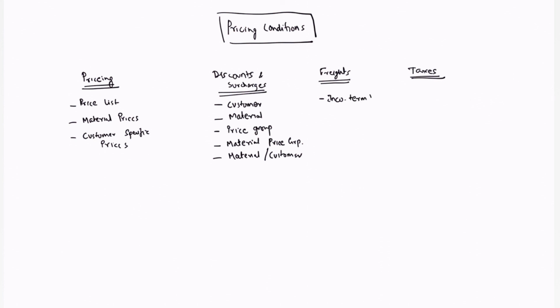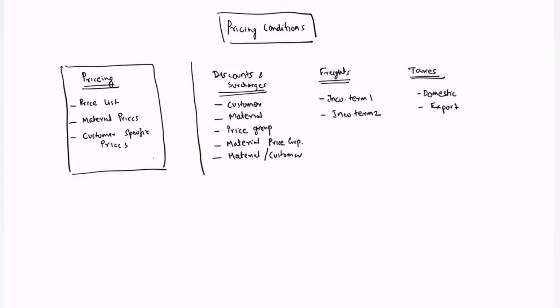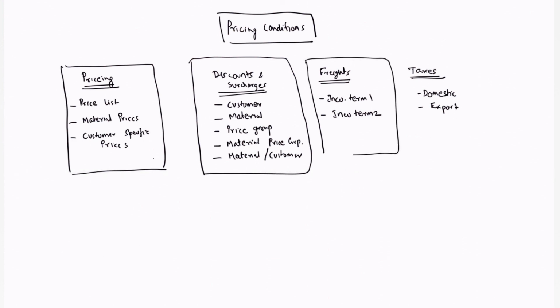Similarly, for freight, you could have Incoterms based conditions. Incoterm 1, Incoterm 2, you could define different pricing elements for them. Same goes for taxes. Taxes are pretty much either domestic or export. So you could calculate taxes based on these two broadly divided areas. So pricing conditions have four types. Broadly, we can divide them into pricing, discounts and surcharges, freights, and taxes.